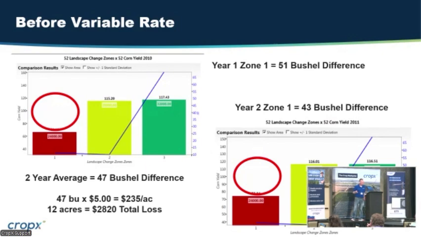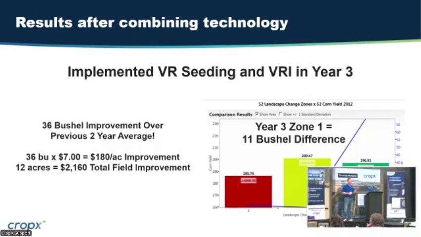Another example, a big difference in zone 1 and 2, where in these examples we had nearly a 2-year average of 47 bushel difference. Obviously a lighter soil type, a ridge top. In just 12 acres alone, we were able to improve that over $2,000. And what we did in this zone was we not only implemented VRI, but we also combined with seeding and nitrogen and increased that with a 36 bushel yield improvement.